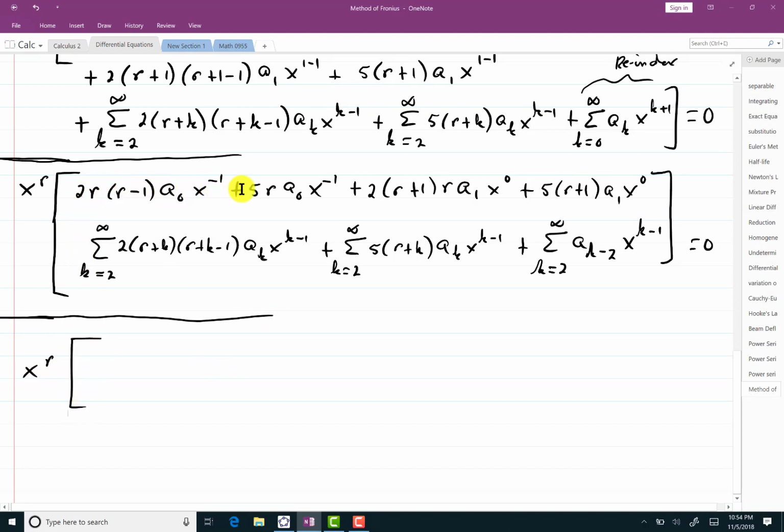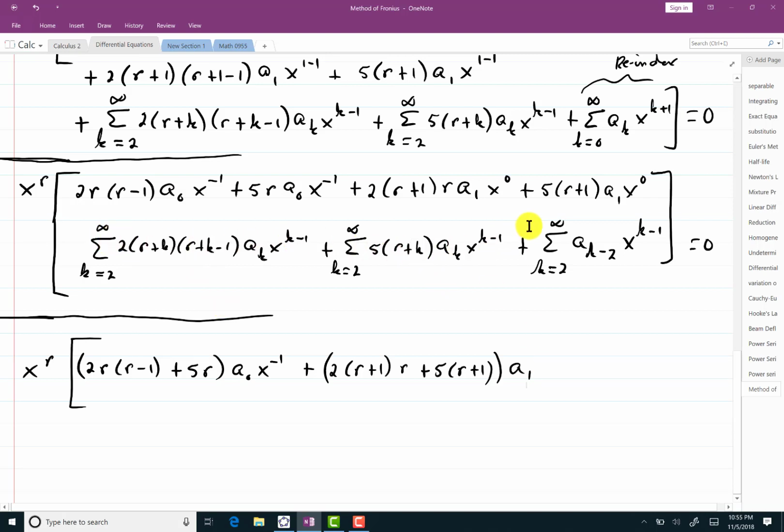Now for this stuff right here, for the x to the negative 1, let me group these together. A sub 0 x to the negative 1. I'll have 2r times r minus 1 plus 5r, and that will be times a sub 0 x to the negative 1. And over here, these will both be attached to a sub 1 x to the 0. So I'll have 2 times r plus 1 r plus 5 times r plus 1, and that will be attached to a sub 1 x to the 0. The x to the 0 is not important.